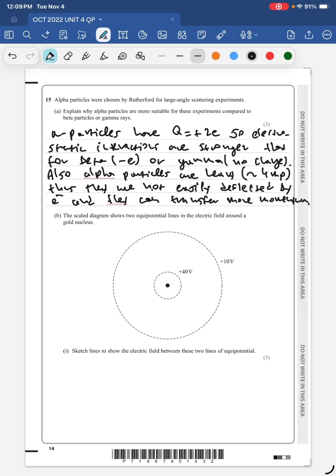Okay, B. The scale diagram shows two equipotential lines in the electric field around a gold nucleus. Sketch lines to show the electric field between these two lines of equipotential. Okay, that's kind of simple. You just draw outwards lines, I guess. So you start from there. So these are the electric field lines, okay?